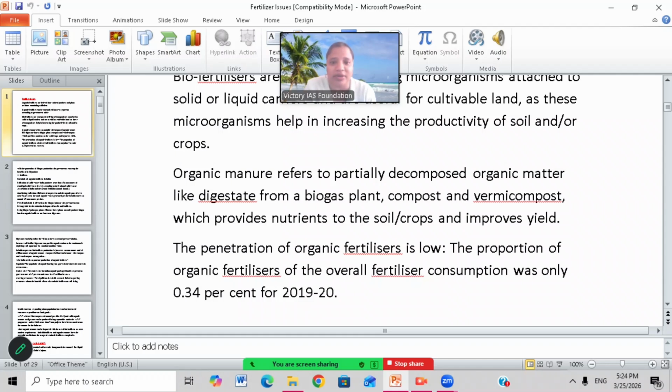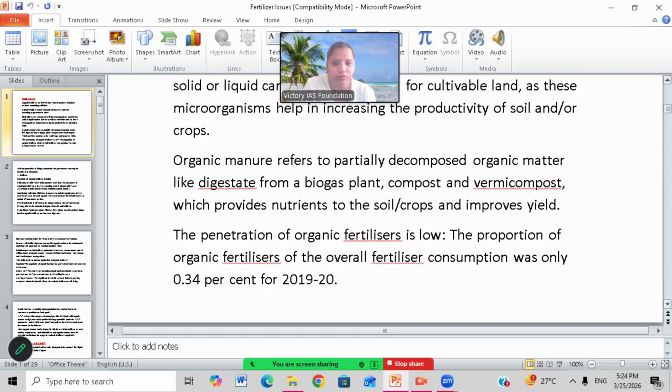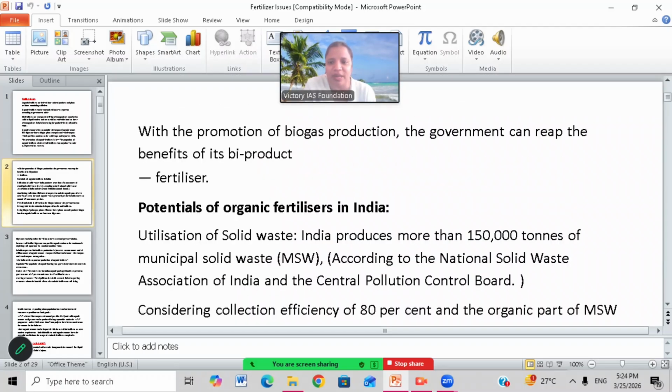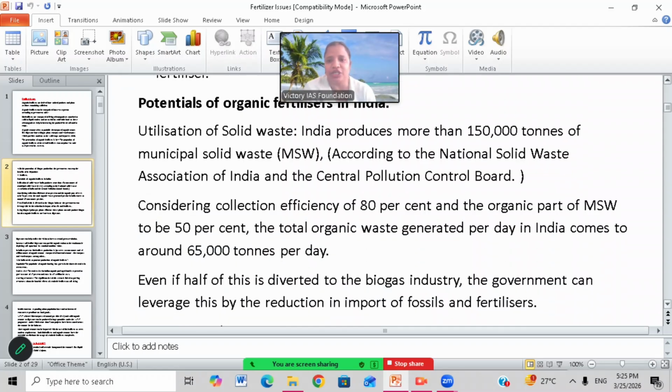That's why organic products are so famous and so costly nowadays, because finding an organic product is so rare in a situation where they are using a lot of chemical fertilizers in the market. With promotion of biogas production, the government can reap the benefit of its byproduct, fertilizer. When they are producing biogas, the byproduct is fertilizer. Whatever plant residue and animal residue is there, they will make compost. Out of the compost, they try to produce the biogas. Meanwhile, the partially decomposed material works as a fertilizer for the farms.